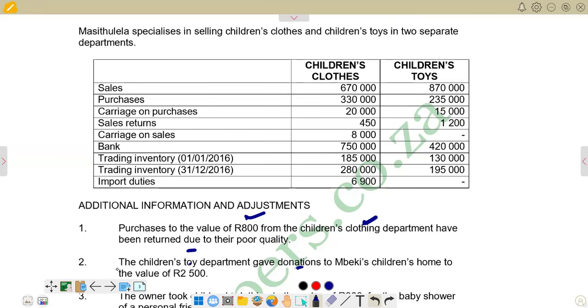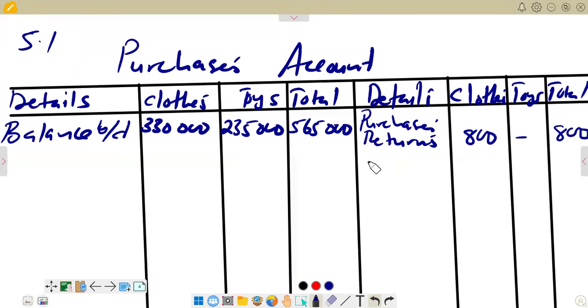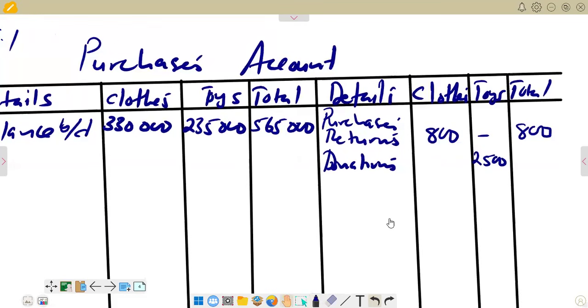So we are going to the credit of the purchase account, and credit 2,500 is our donations. So if you come here, we are now saying donations, and it's 2,500 under toys. So here we are saying 2,500. Then we can see that we only have donations for toys, so our total is going to remain as 2,500. So here we don't have anything, so we're saying 2,500. So we go back again to see what we have next.